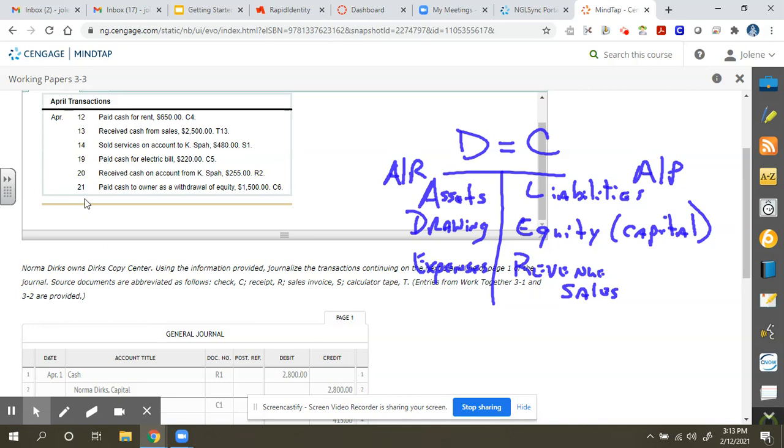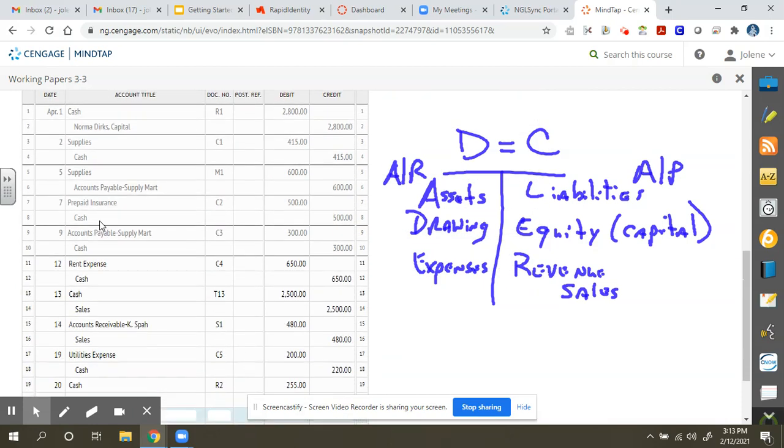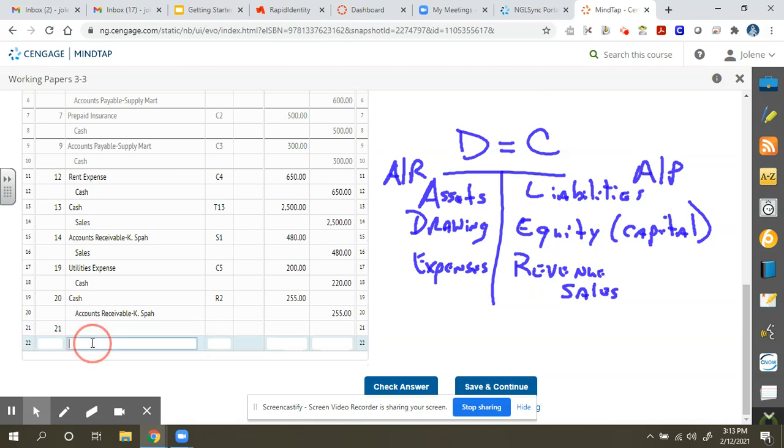Now, the last transaction is the 21st, paid cash to owner as a withdrawal of equity, $1,500. The 21st, paid cash, so cash goes down here, and it was $1,500. And it was a check. Here's check number 5, so this one has to be check number 6. You keep those checks in numerical order. If you don't, it makes it look like somebody stole money from your checking account.